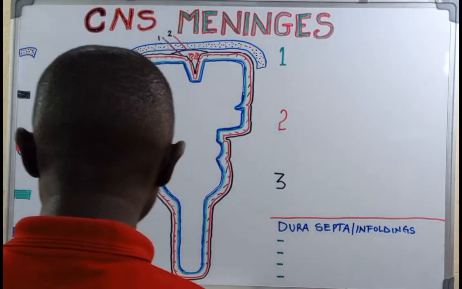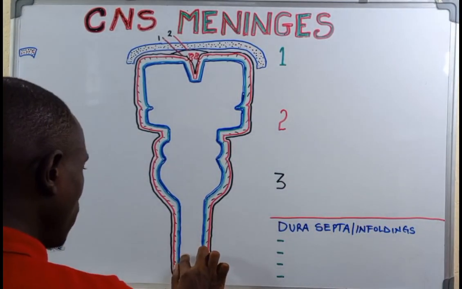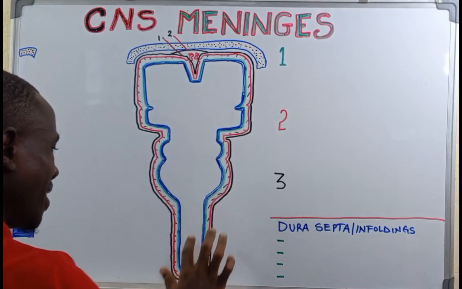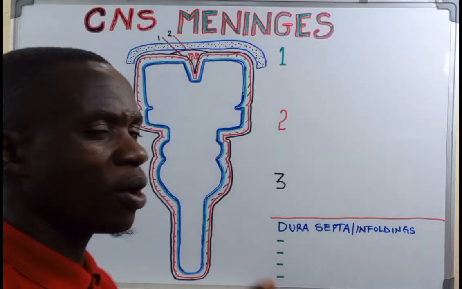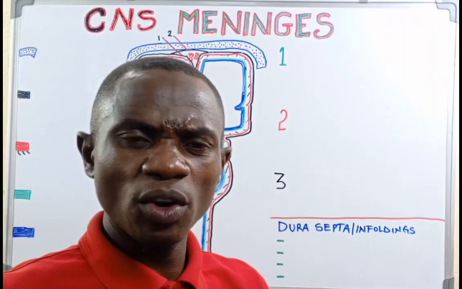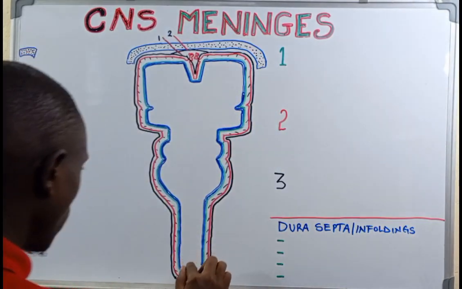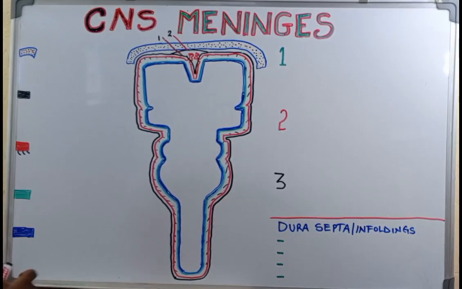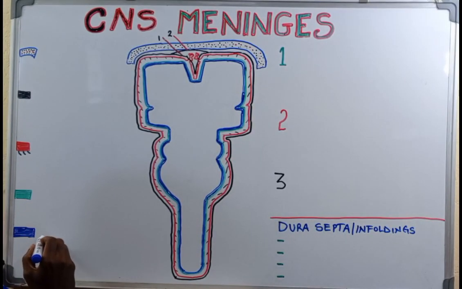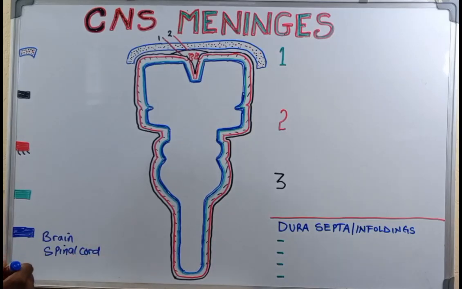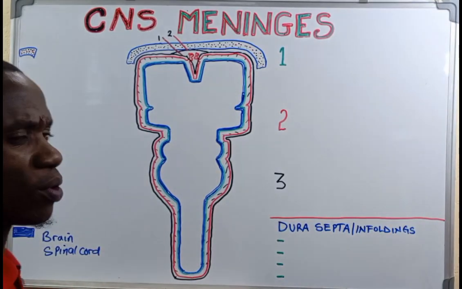Now, we need to first understand that the whole of this blue structure is the tissue which we call the brain and the spinal cord. We want to see these other coverings which are protecting the brain and the spinal cord. So the whole of this brown structure is what we call the brain and even the spinal cord, which collectively we call the central nervous system.